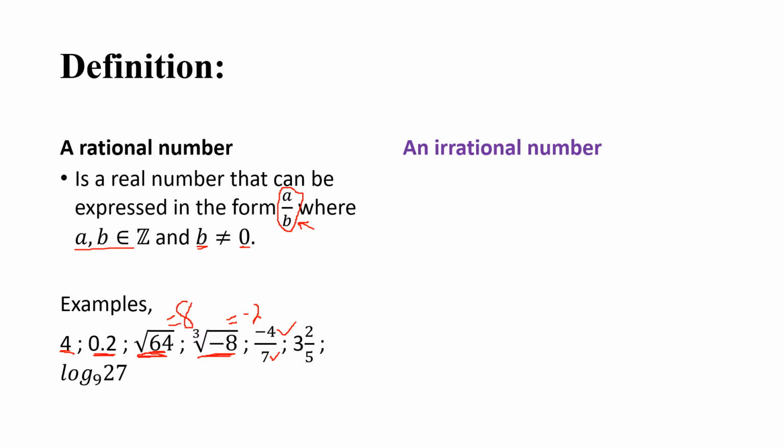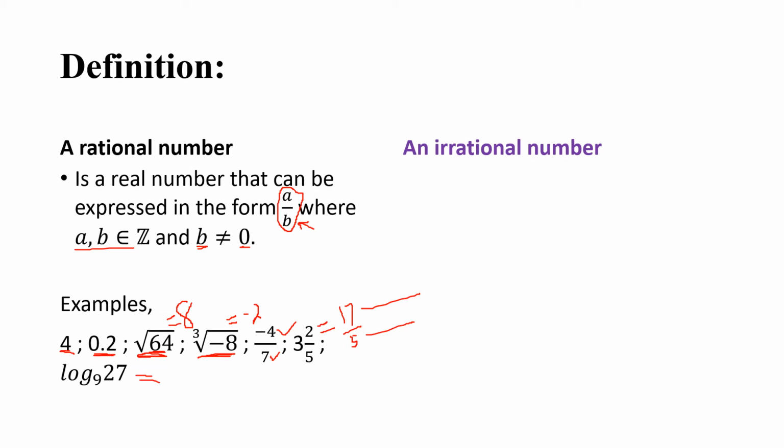Moving on to this one, we can express this one as an improper fraction. 5 times 3 is 15, plus 2, 17. So it's 17 over 5. So we are saying this is a rational number because 17 is an integer, 5 is an integer as well. So this mixed number is a rational number.